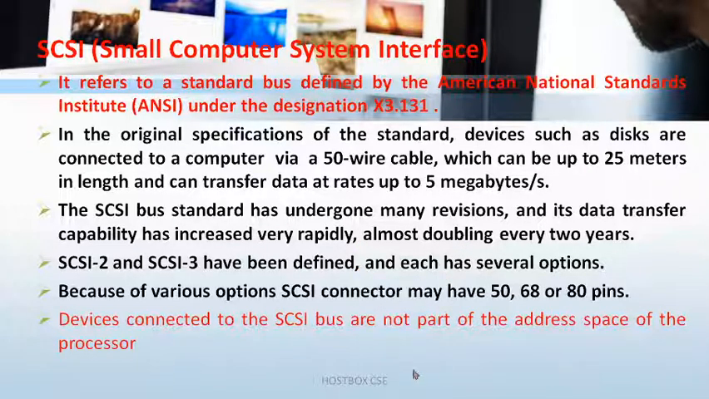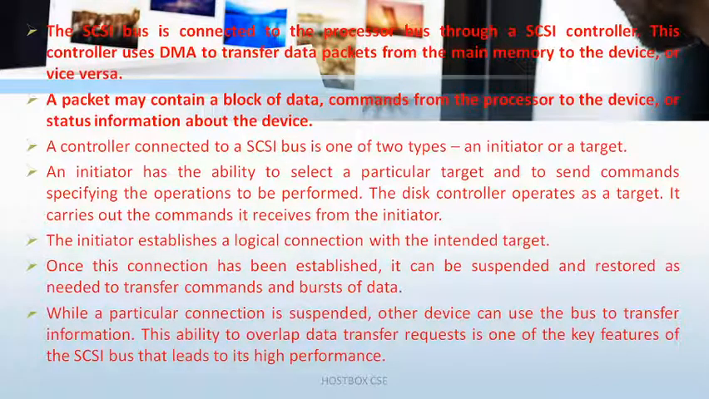Here, devices connected to the SCSI bus are not part of the address space of the processor, and are connected to the processor through a SCSI controller. This controller uses DMA to transfer data packets from main memory to the device, or vice versa. What is the packet here? A packet may contain a block of data, commands from the processor to the device, or status information about the device.